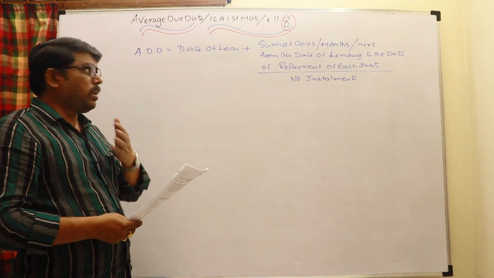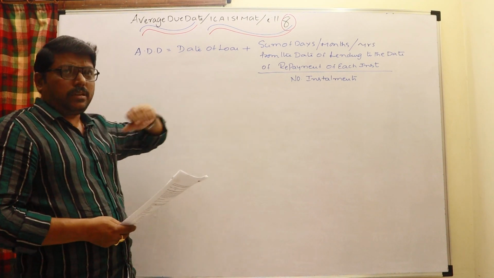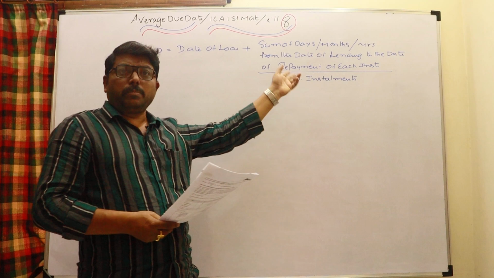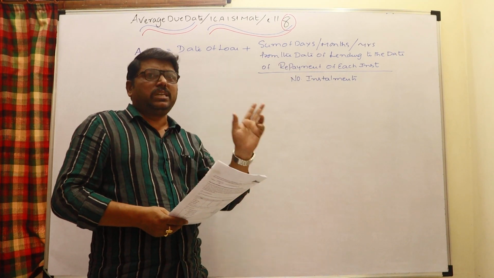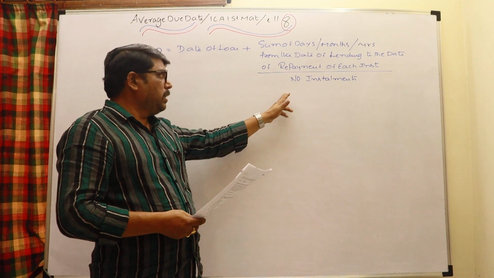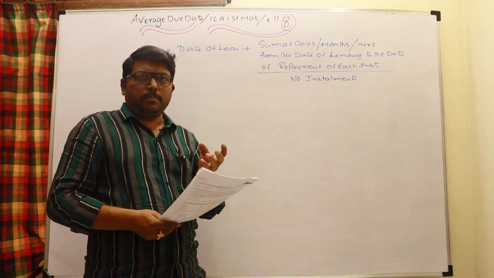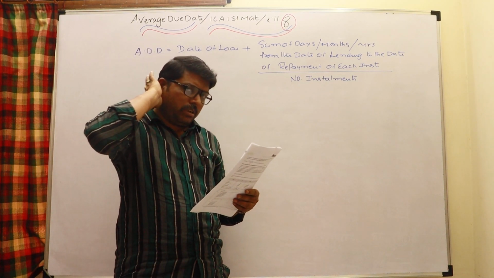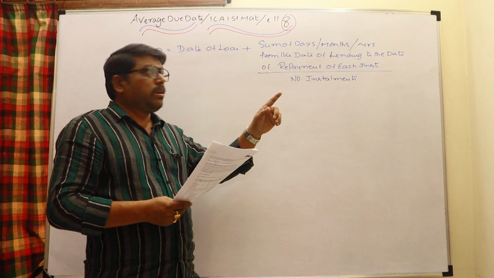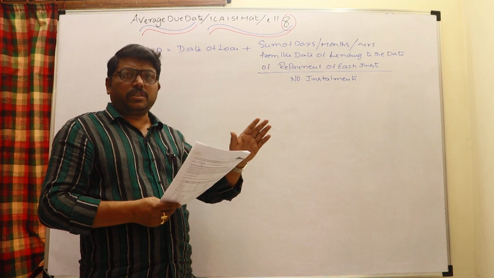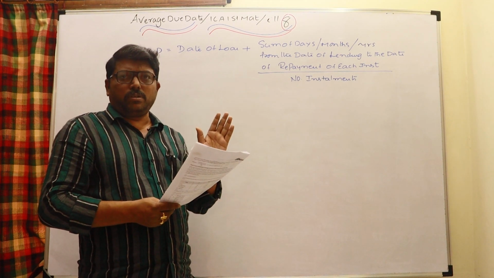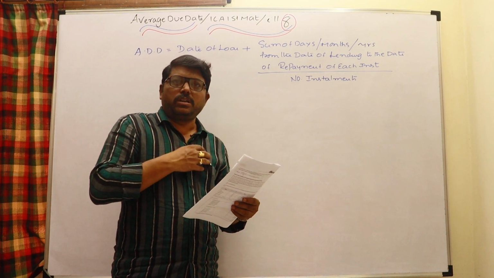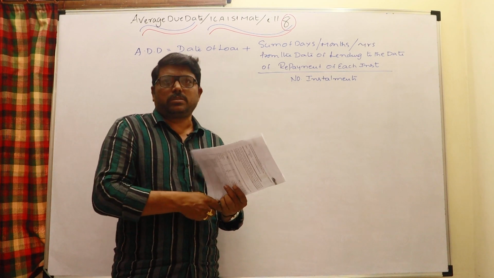And then what will be the formula? Average due date is equal to the date of loan taken, otherwise the date of loan given, plus the sum of the days, or sum of the months, or sum of the years from the date of loan taken to each installment payment in the numerator, and in the denominator, the number of installments. Very simple. I repeat once again: date of loan taken or given, plus, in the numerator, the number of days, months or years from the date of loan to each repayment installment, and in the denominator, the number of installments. That's all. By that you can find the average due date and calculate interest only once.